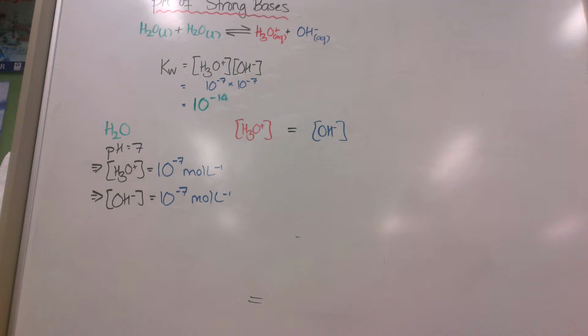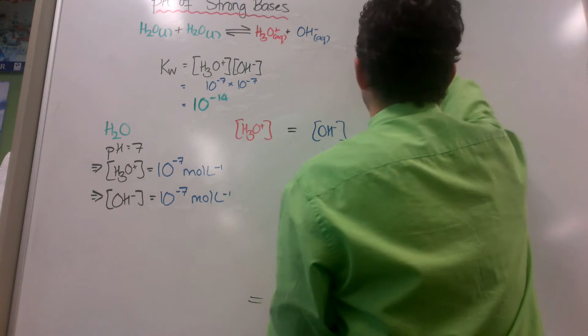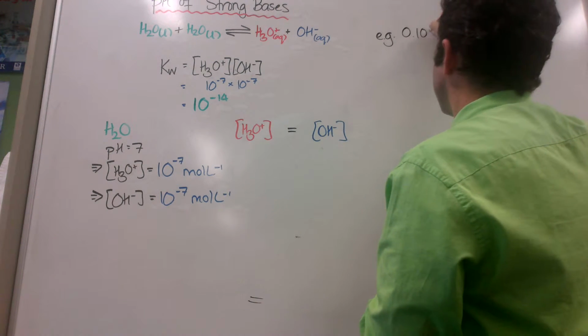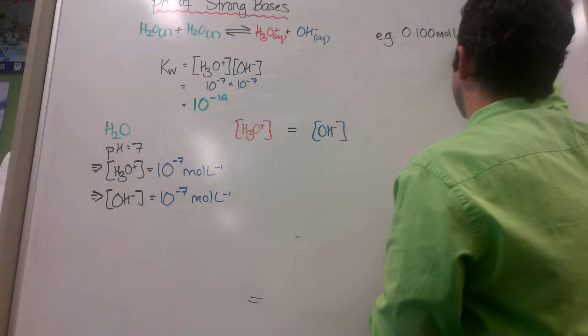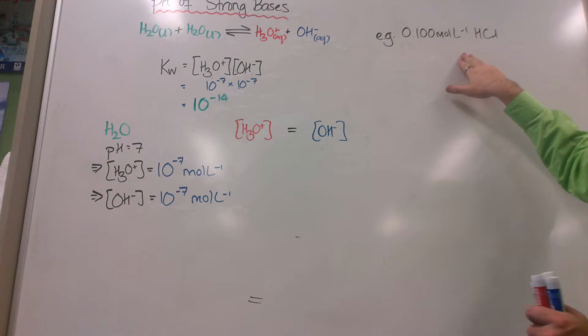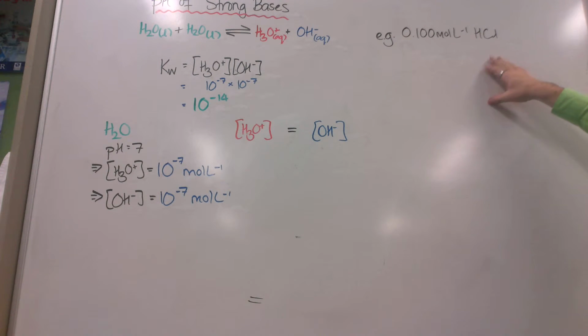So, for example, if I had, and I won't need a calculator for this one, if I had 0.1 moles per litre HCl, then I know that that's going to make 0.100 moles per litre of hydronium ions.